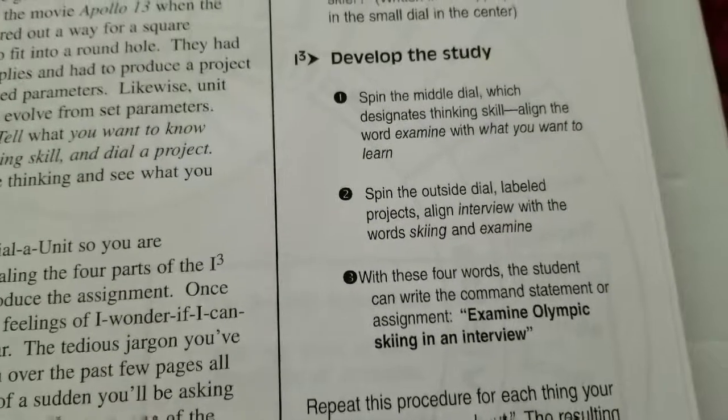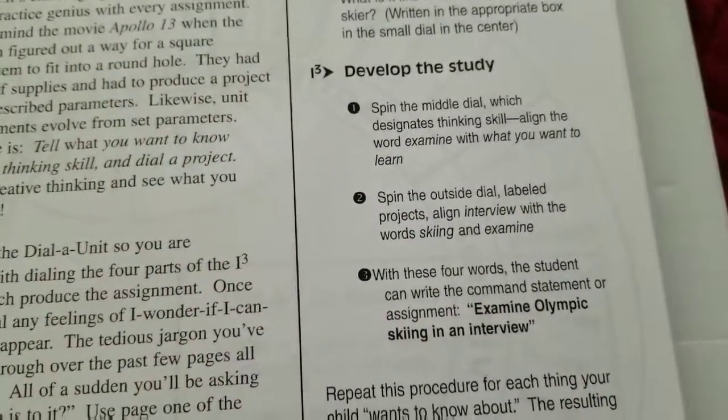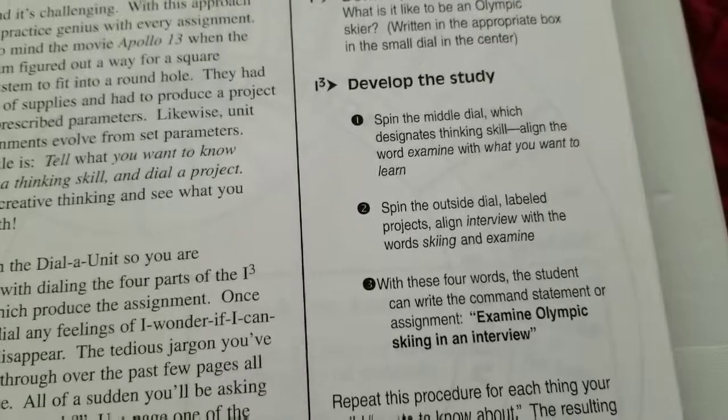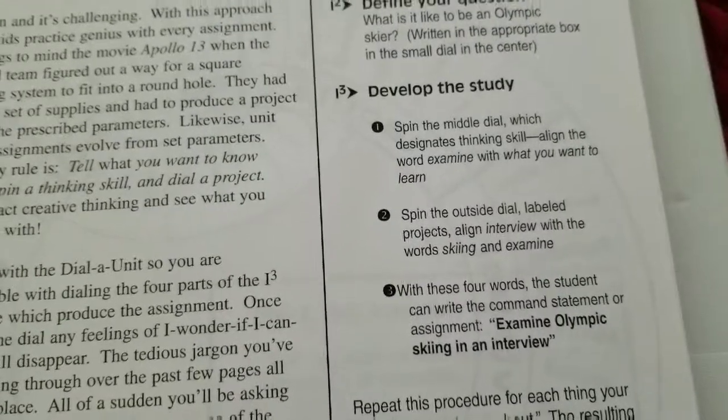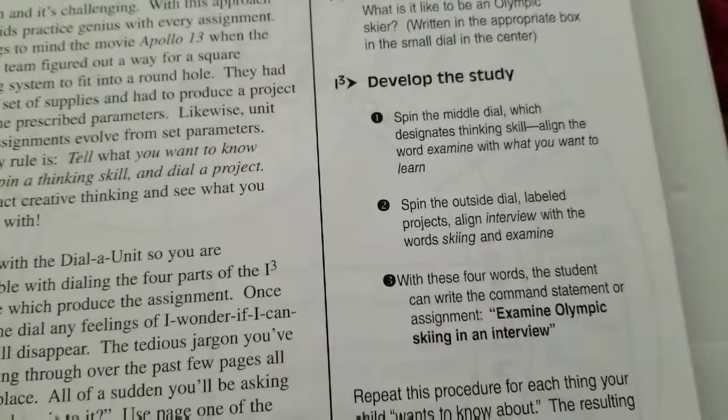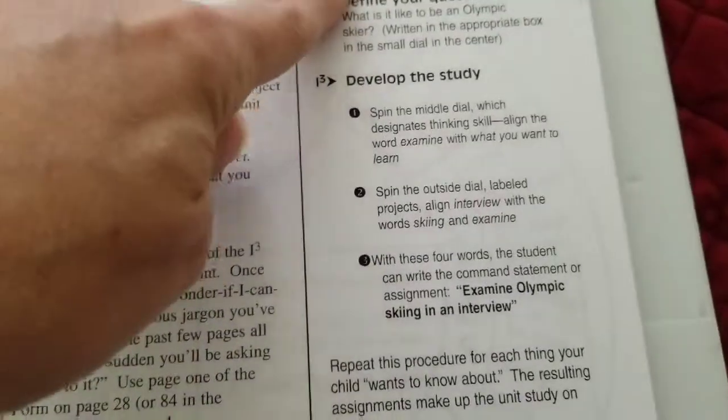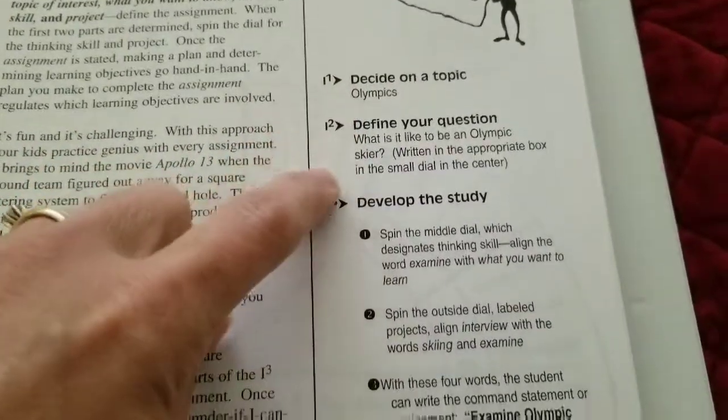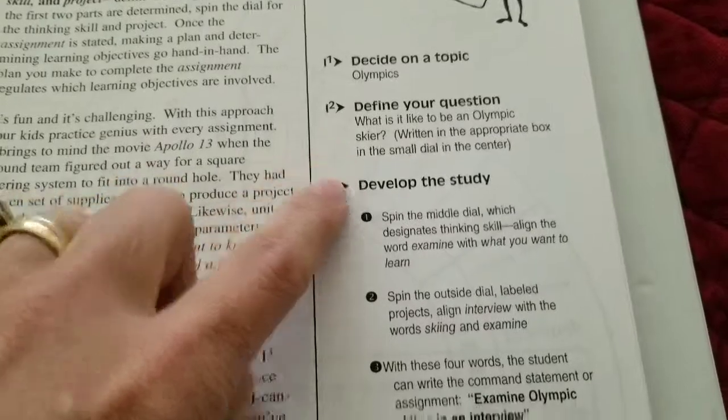And once you've done that, so here we've got the instructions, you spin the middle dial, it tells you the thinking skill. Then you spin the outside dial for projects, it tells you that. So if Olympics was the topic, the question is, what is it like to be an Olympic skier?